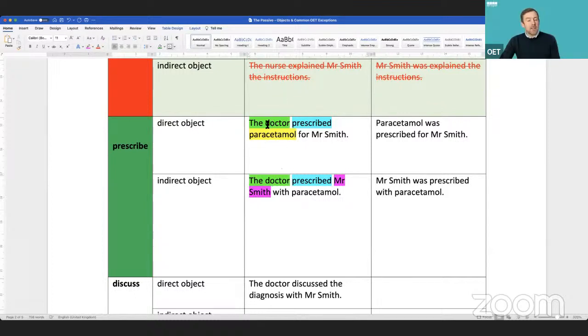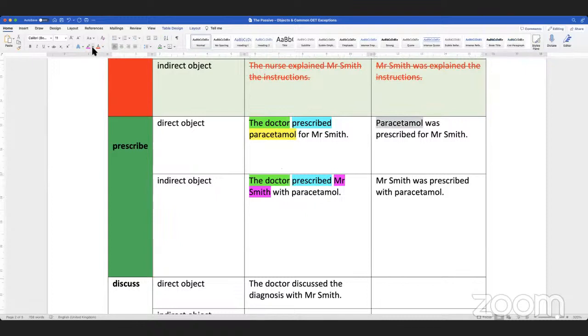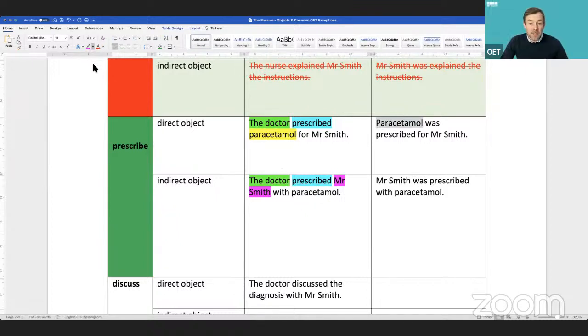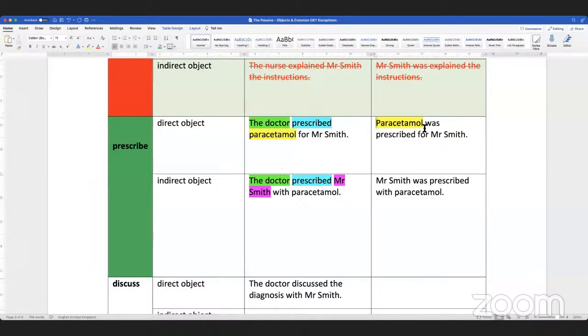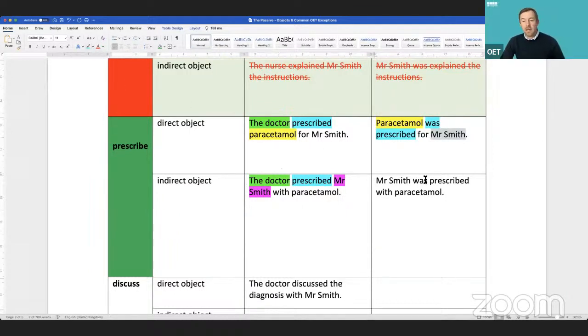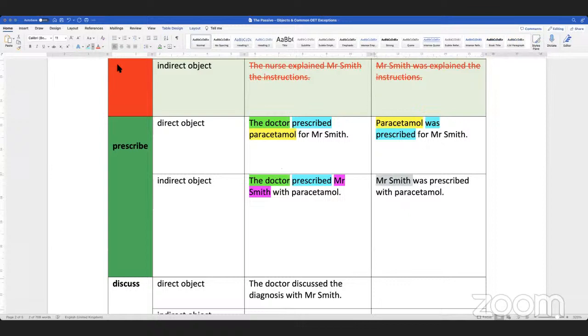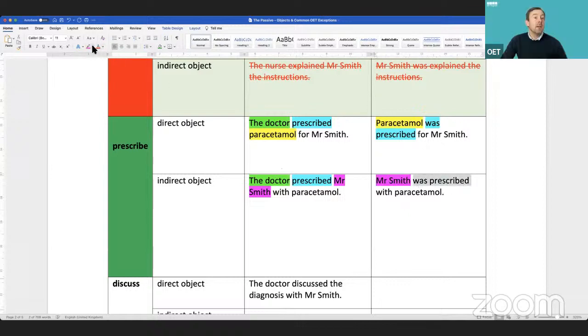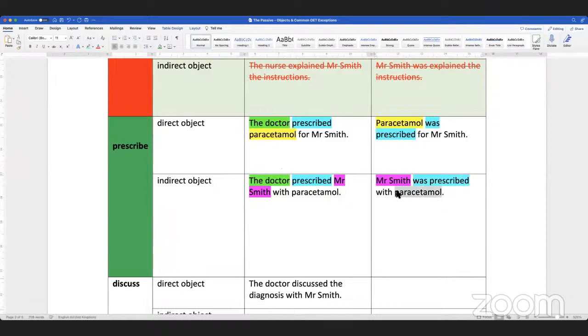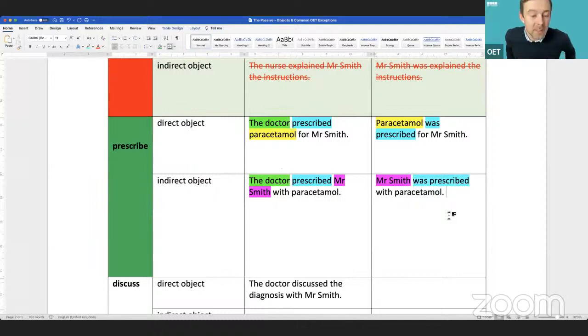In the active, I can put the doctor prescribed and then put the direct object, or I can put the indirect object. Paracetamol, what is it? Indirect object or direct object? Direct object. Prescribed is a verb. Mr. Smith is the indirect object. Was prescribed is the verb. So paracetamol is the direct object. So prescribe is something that we can do that with.